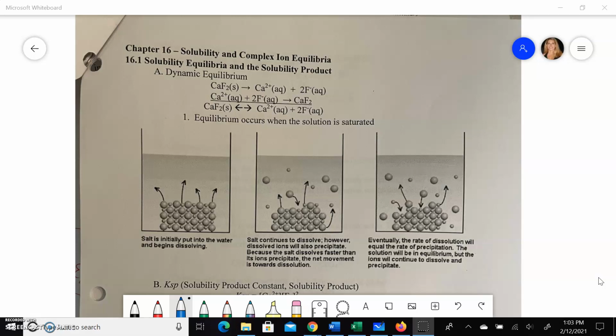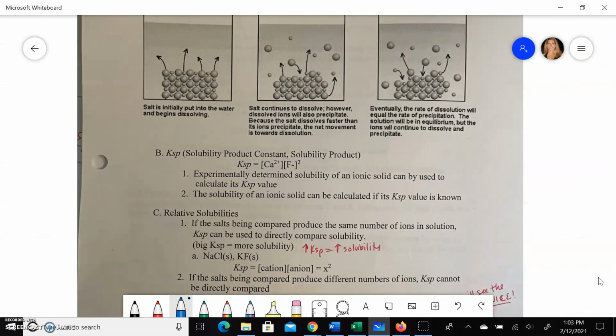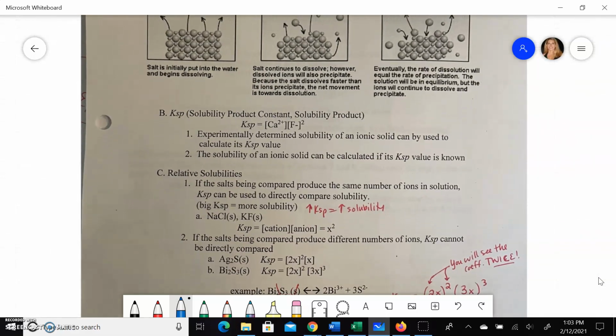And so what we can figure out by doing equilibrium calculations is whether most of the salt will dissolve or whether most of it stays together as the solid. So we're going to use K again, just like last time, for equilibrium. This time it's called KSP. KSP has to do with the solubility product that's going to form.